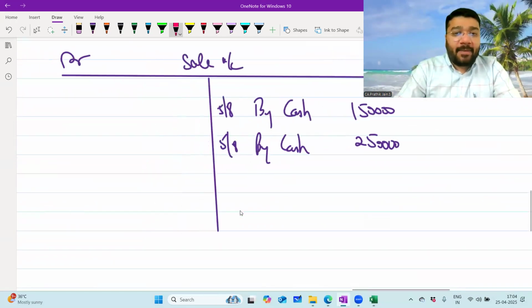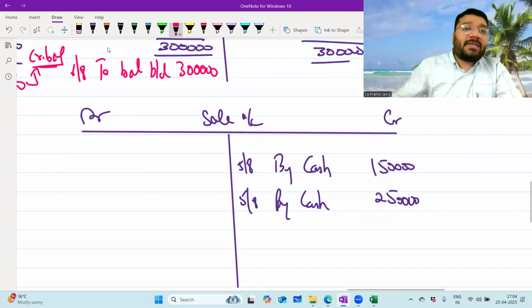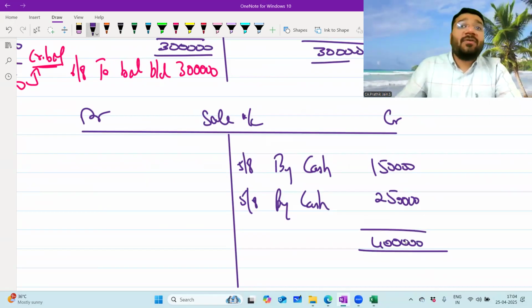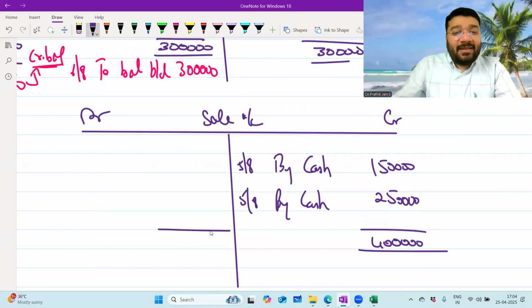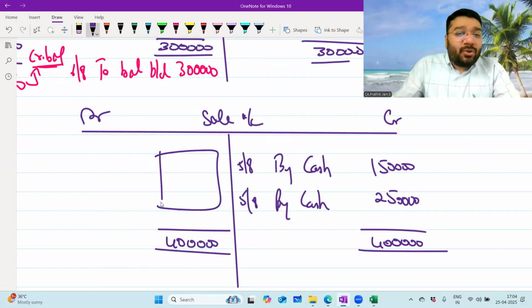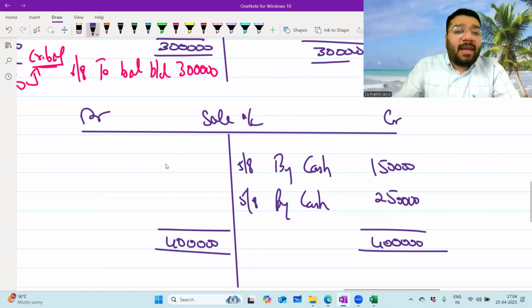Next is sales. Which side does the total look higher? Credit side total looks higher. How much is it? 4 lakh. On this side, there's no transaction. So automatically this becomes by artificial balancing of 4 lakh rupees.